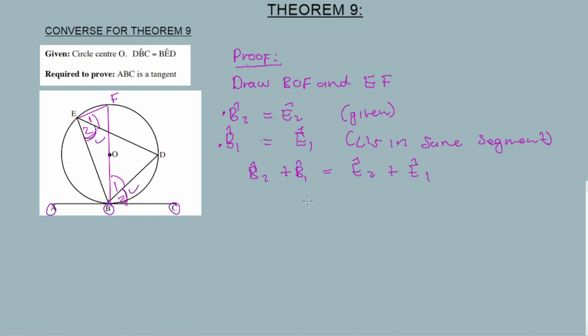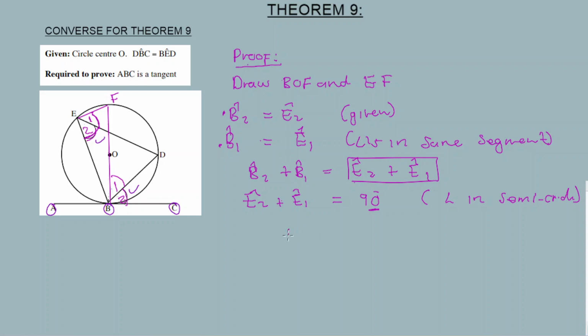But E1 plus E2 is equal to 90 degrees. E2 plus E1, they are both equal to 90 degrees. Why? Angles in a semicircle, not same segment. Angles in a semicircle, so the angle plus the angle is 90 degrees. Voila.